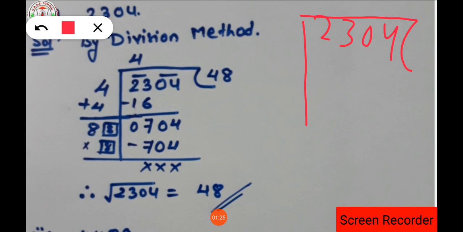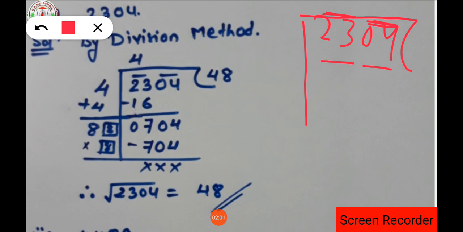First, what we have to do is make pairs of the digits from the right hand side. Always we have to make pairs of two digits from the right hand side of the number. So what will be the pairs here? 04 will be the first pair and 23 will be the second pair. My dear students, always remember that the pairs should be made from the right hand side only, not from the left hand side. So here we have made the pairs of two digits in 2304.